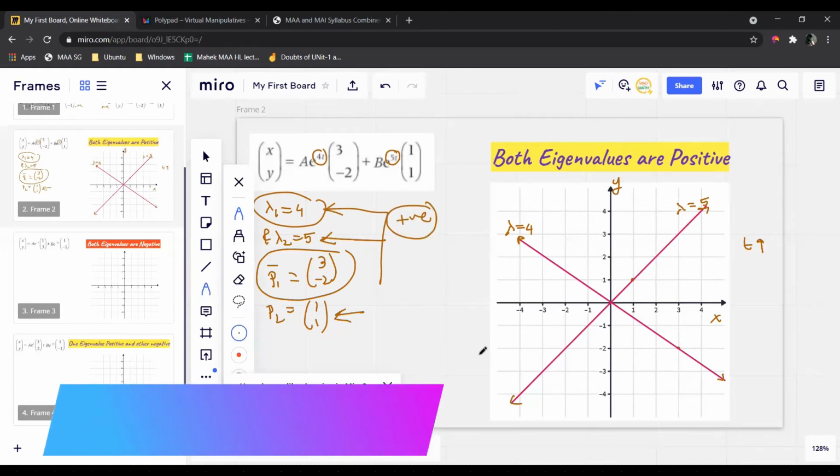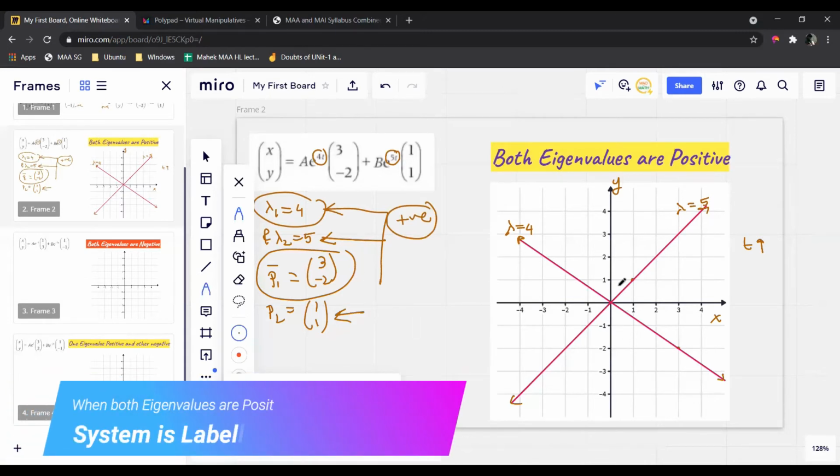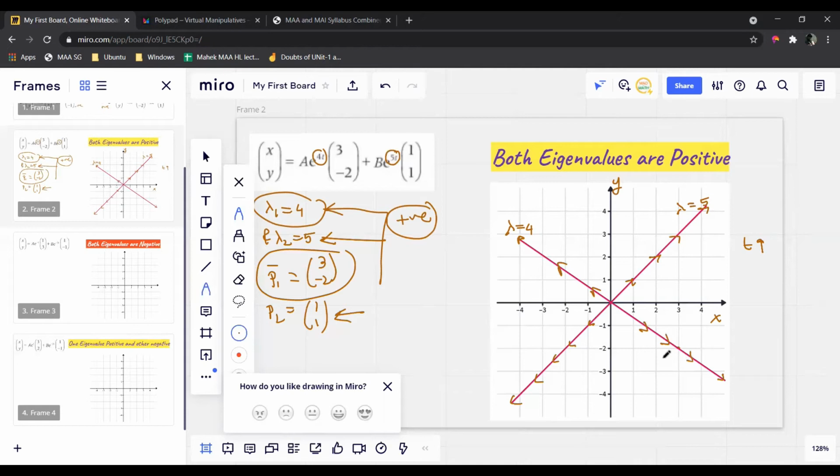Both the eigenvalues are positive. So when both of them are positive, it means the solutions of this system move outwards. The motion of x and y is outward, it's going like this, outward. You must have now figured out what happens if they are negative. So a negative eigenvalue corresponds to solutions coming in to the origin, and positive eigenvalues correspond to solutions going out of the origin.